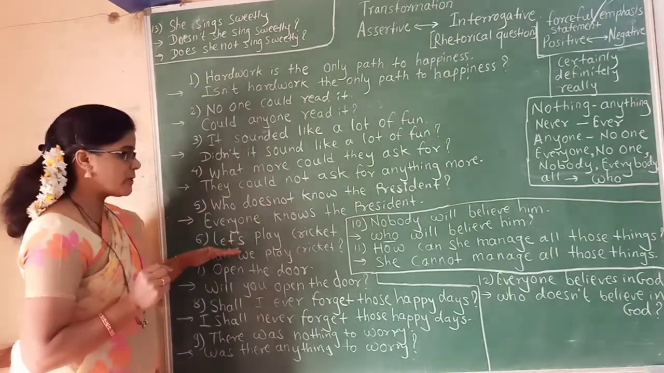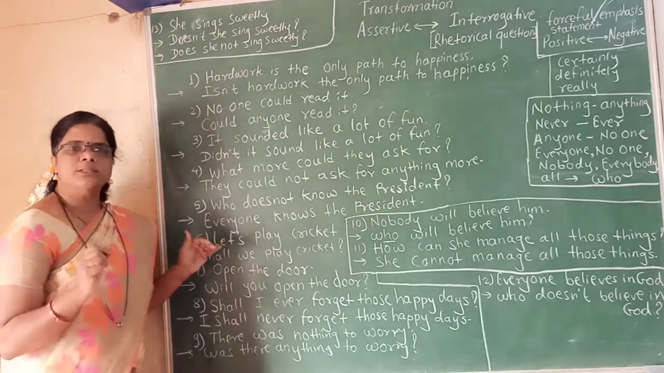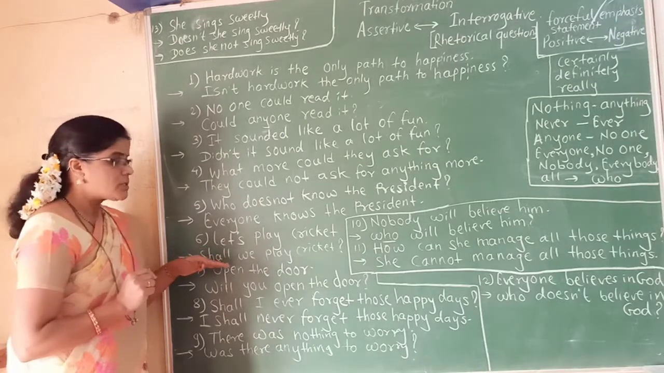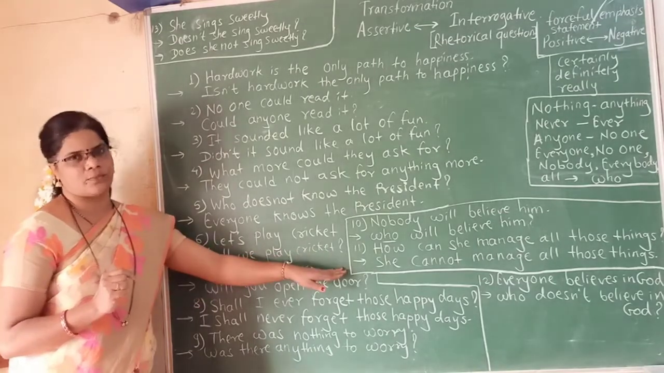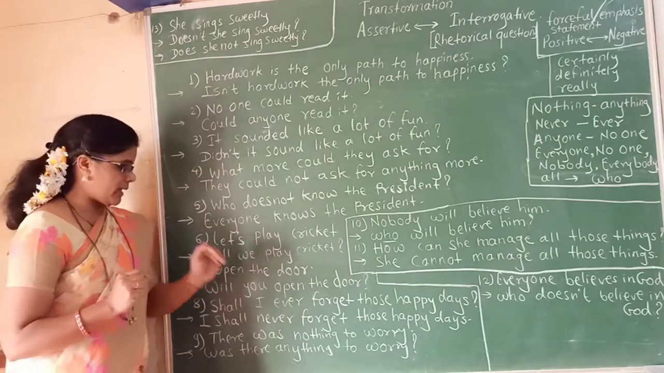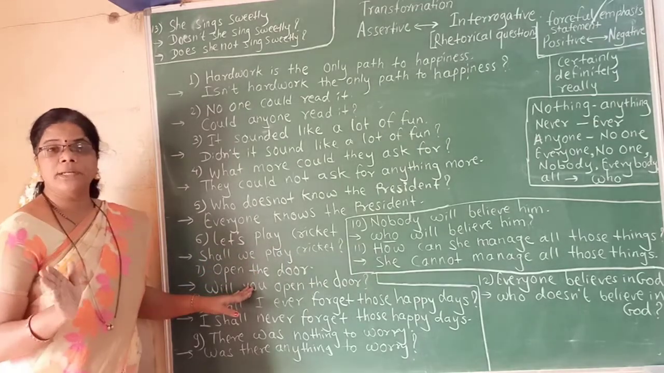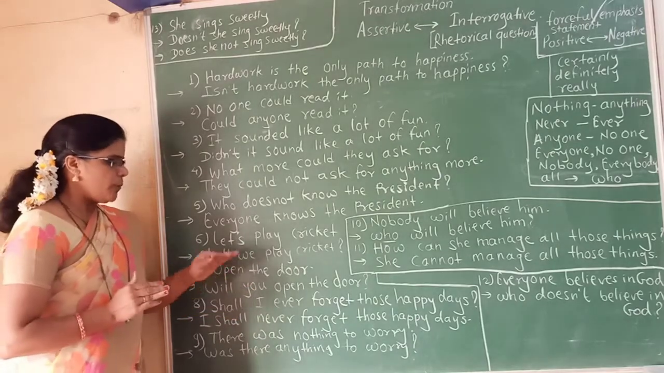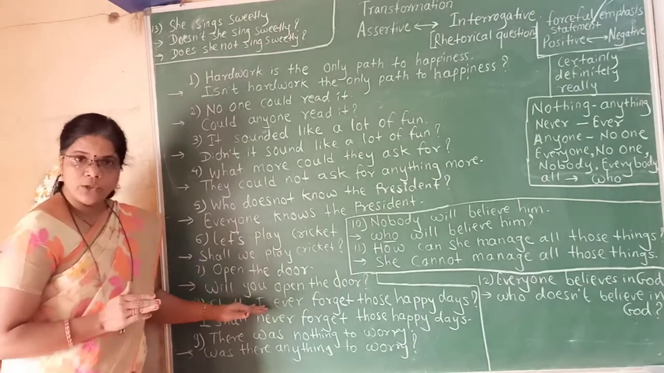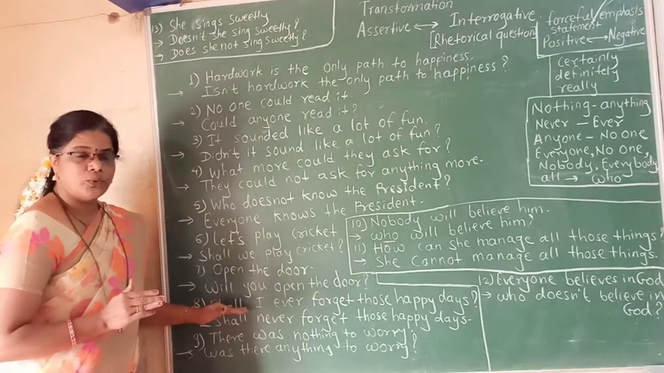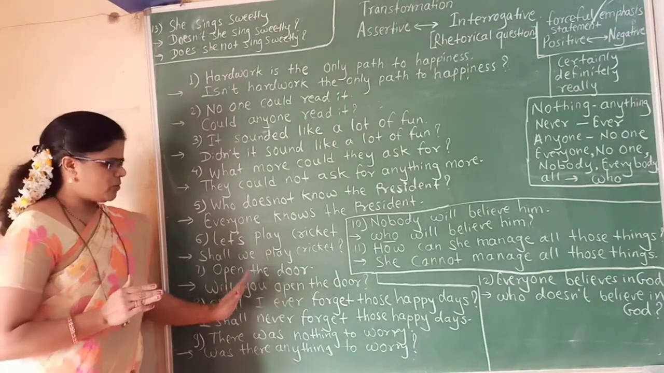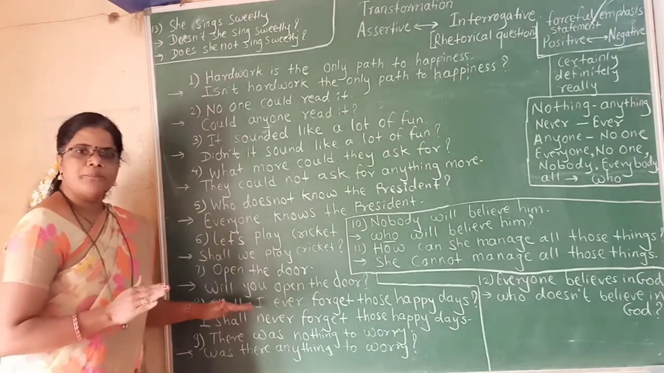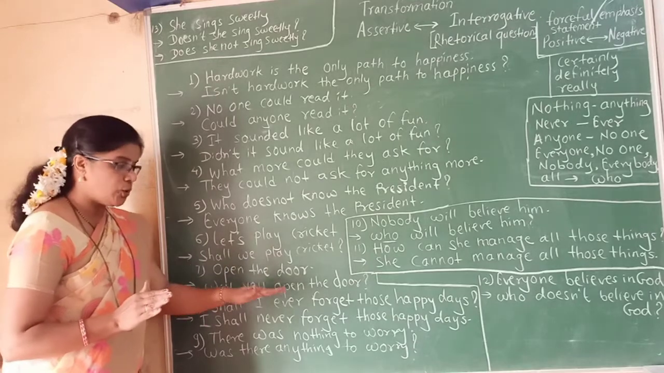Next one, let's play cricket. The sentence started with let's. So this let's type of sentence we should change to interrogative in this way: Shall we play cricket? And then question mark. Then open the door. Imperative sentence. We have already seen imperative sentences. Open the door. Will you open the door? Question mark. Here there is no change from positive to negative or negative to positive. You just have to remember this syntax, that is, will you open the door?